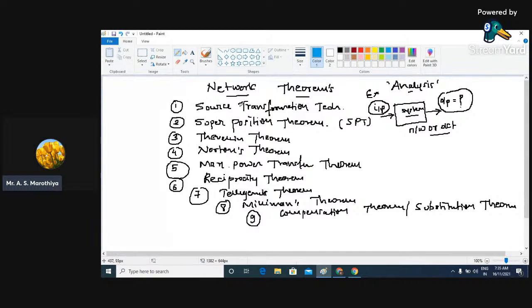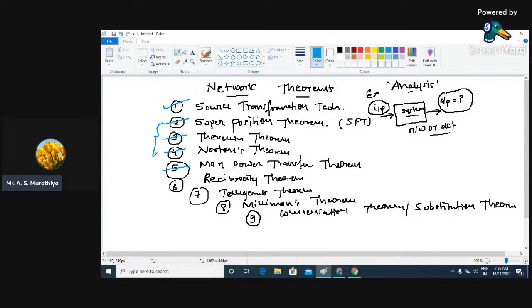So there are some 8 to 9 theorems which play an important role for the analysis of a given network or a given circuit. But out of these 8 to 9 theorems, as far as the GATE portion is concerned, the most important theorems are the first five. First one is source transformation technique. Actually, source transformation technique is not a theorem. It is nothing but a methodology through which we are in a position to convert a voltage source into an equivalent current source or vice versa. So as far as GATE is concerned, this is very important.